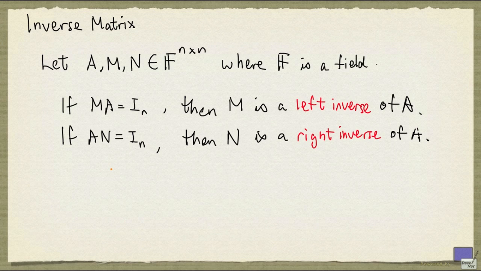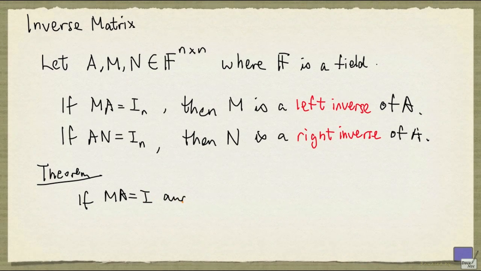For now, let us prove the following easier result. If M times A is the identity matrix, and A times N is the identity matrix, then M and N are the same. So here's the proof.